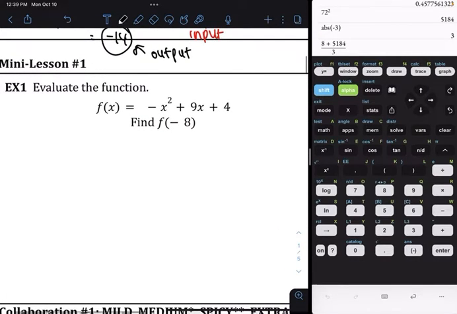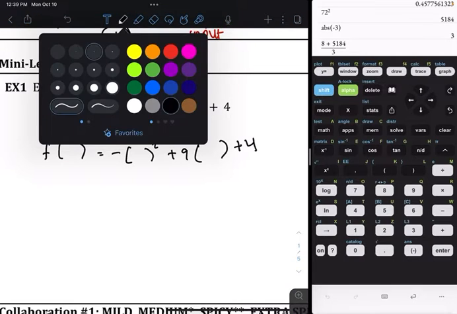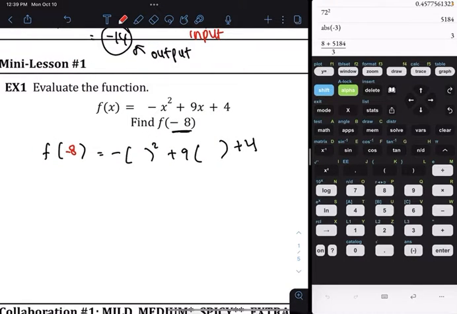Let's evaluate a function. Find f of -8. All we need to do is just replace all of the x with -8. We did this before; it's called substitution. You can do the usual way. You use PEMDAS, right? It's going to be -64, -72 plus 4. That's going to give you a big number, -132. But let's just put it in a calculator, okay?